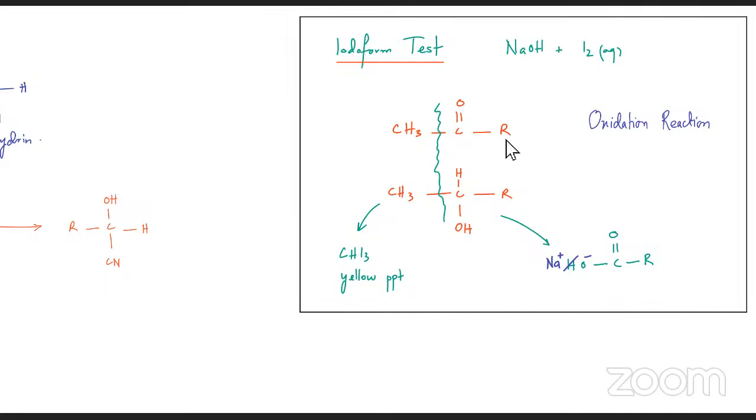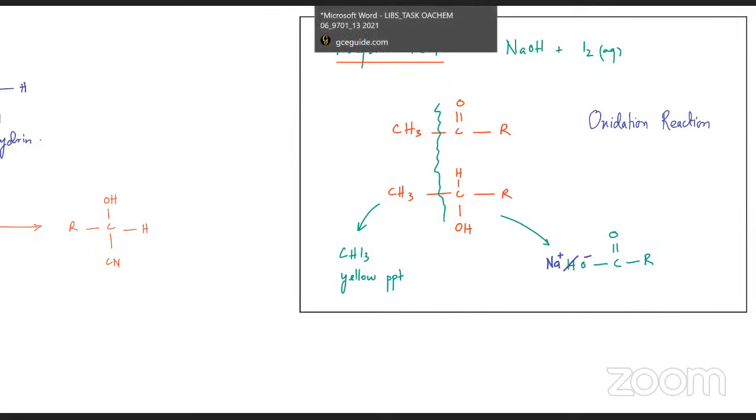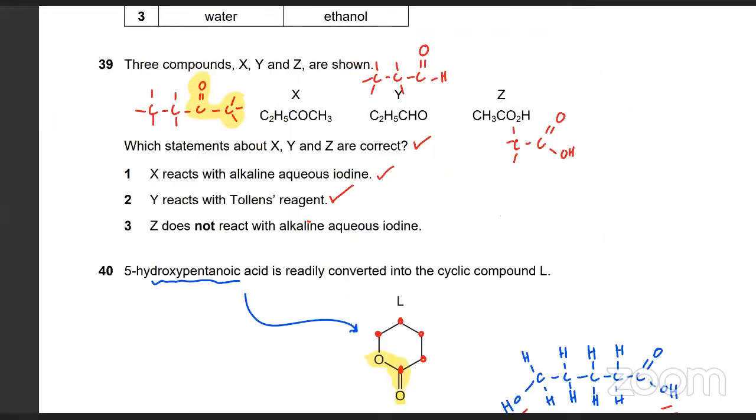Remember, R is a carbon chain. Okay, so here the last option is incorrect. Over here you have a methyl, but not with a C double bond O. You have it with a carboxylic acid. So the alkaline aqueous iodine test is going to be wrong.